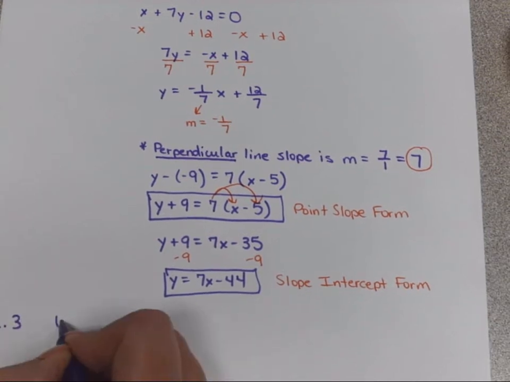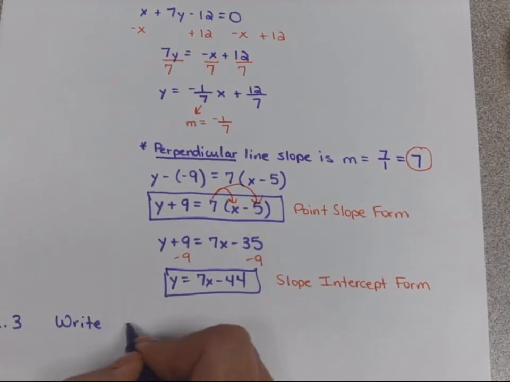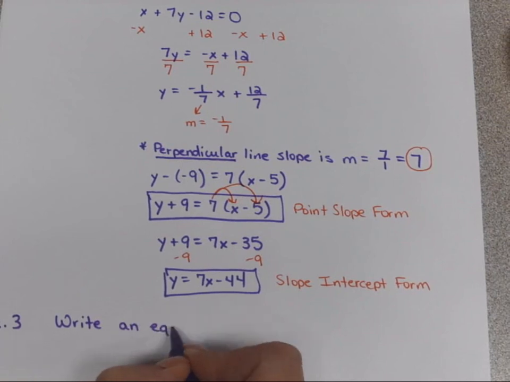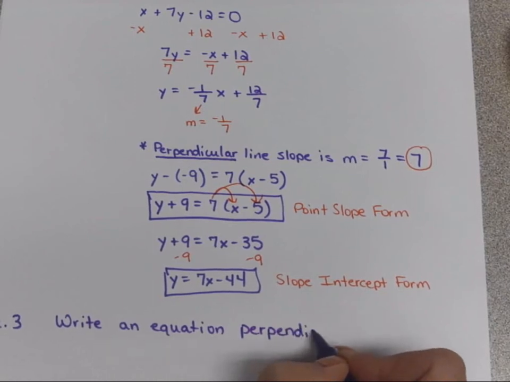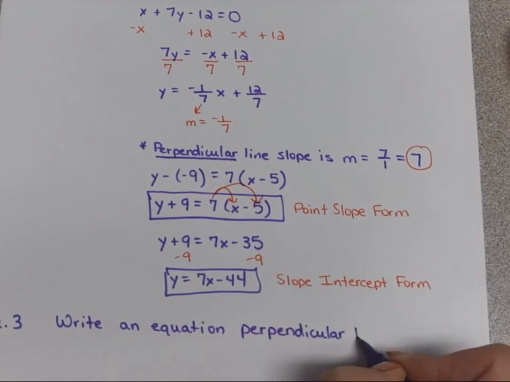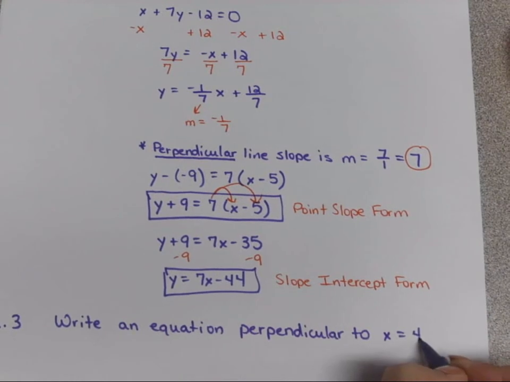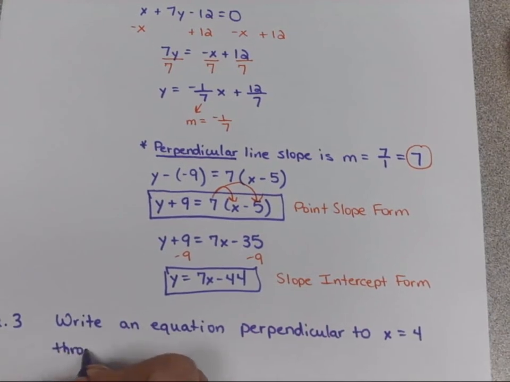So let's do one more where we write an equation of a line, and then we're going to look at something just a little different. I want you to write an equation perpendicular to x equals 4, and then through the point -2, -3.